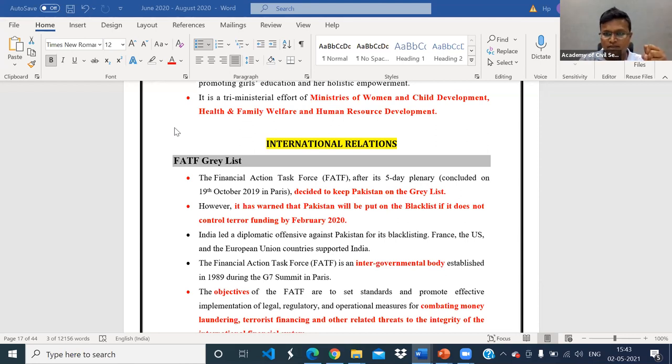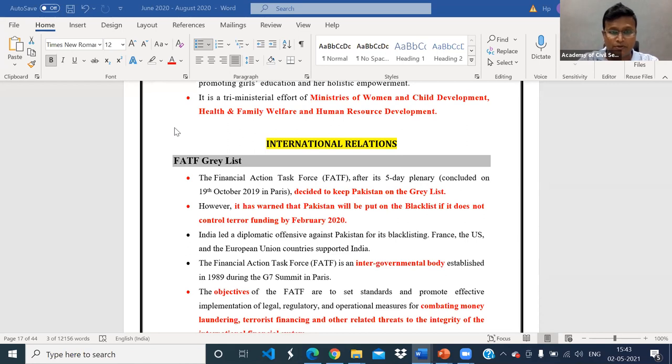Now, the grey list is a warning only. It tells the government of this particular country: you take action on terror funding and money laundering in your country. If the country is again not taking action, then the country will be shifted into the blacklist. So the two lists are the blacklist and the grey list.